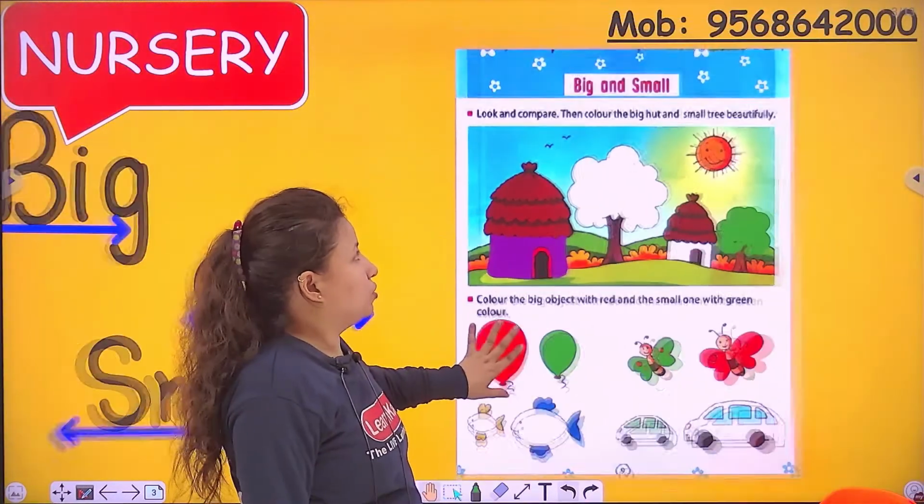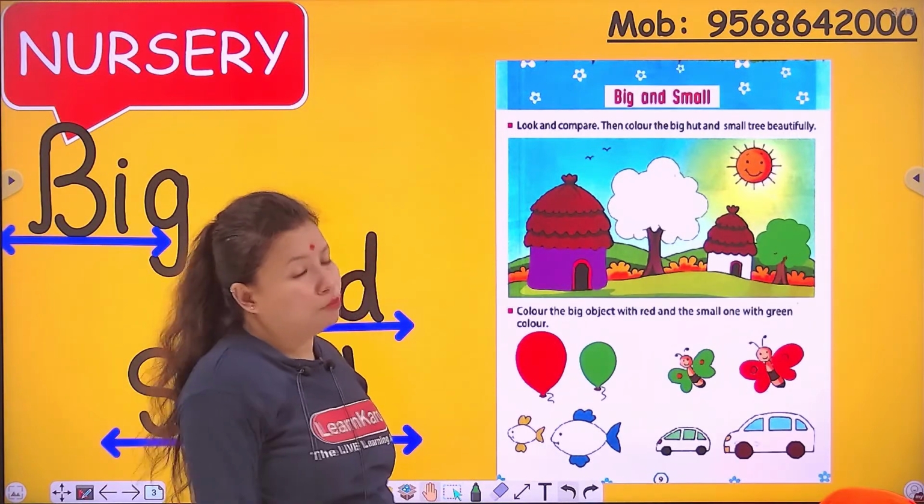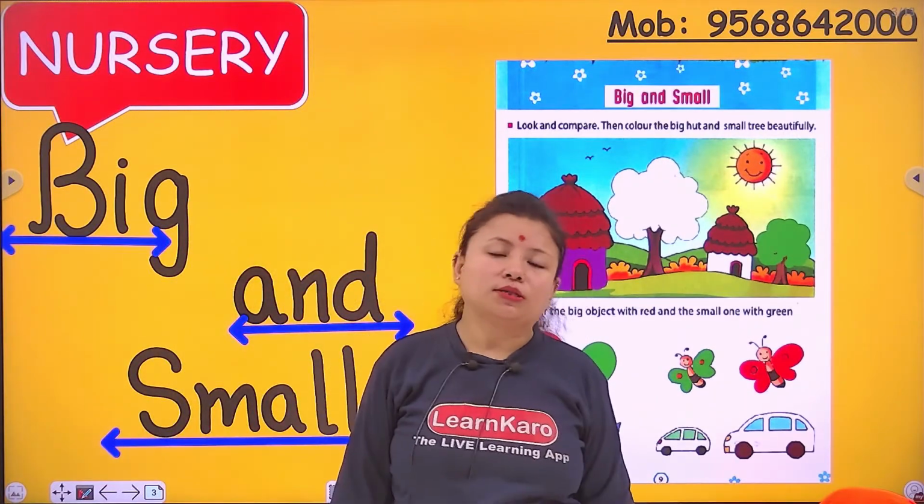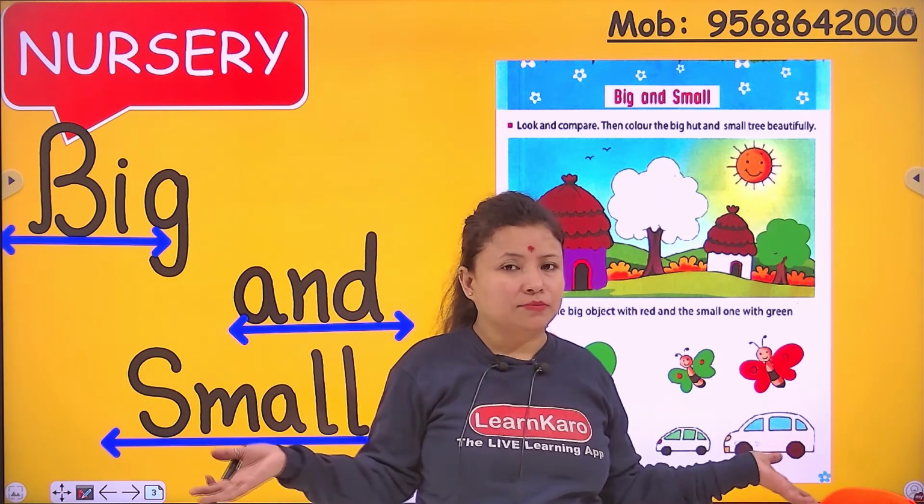So this was the concept of big and small. I hope today's concept is understood by all.